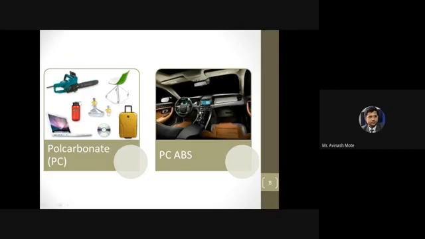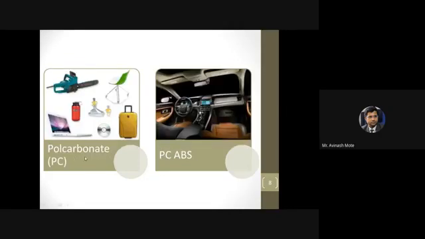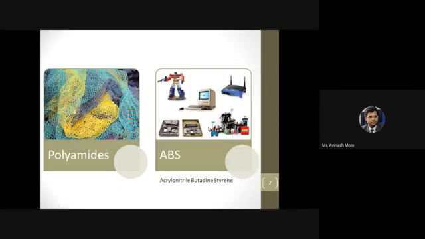And the combination of this ABS and polycarbonate is called PC-ABS. So this is a mixture. This is not a separate category. This is a mixture of PC and ABS, mostly used in the interior of vehicles. Now, why is it used?